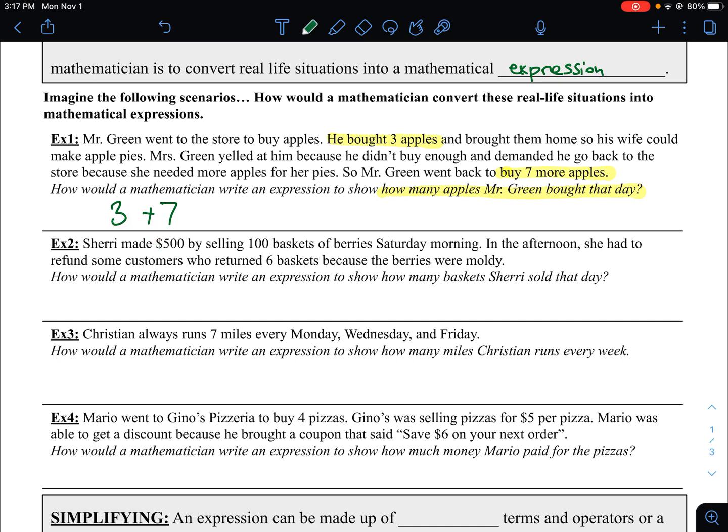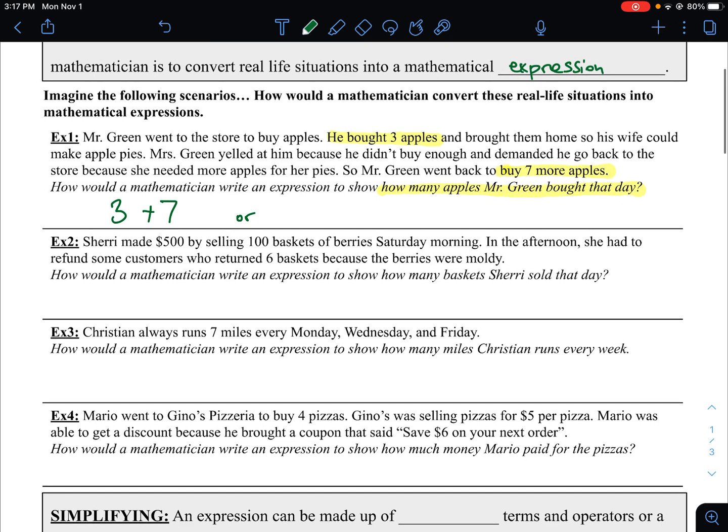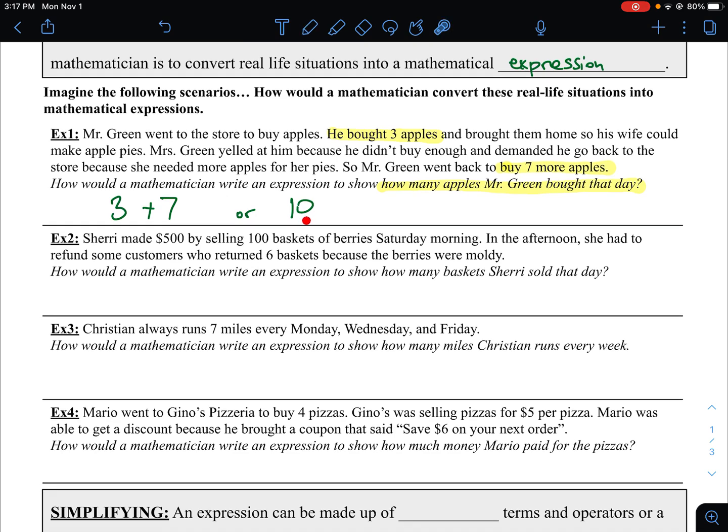You may be thinking, can I do a different expression? Yes, you can. You can just say your expression for how many apples he bought could just be 10. Because he bought 3 and 7 more, which is a total of 10.